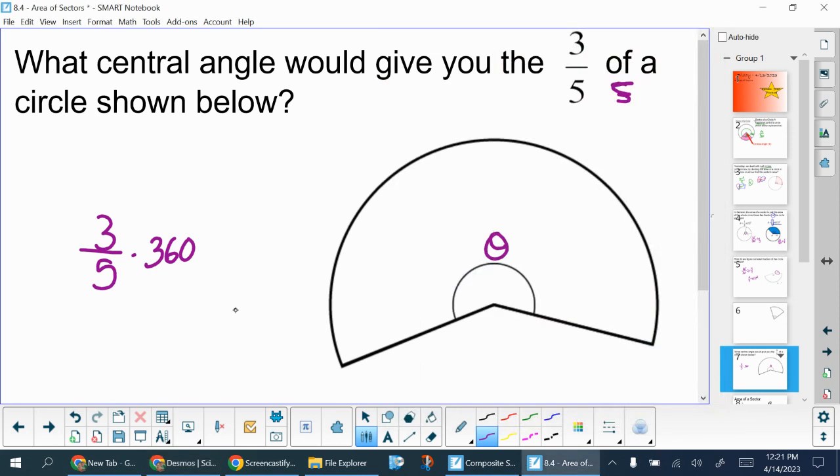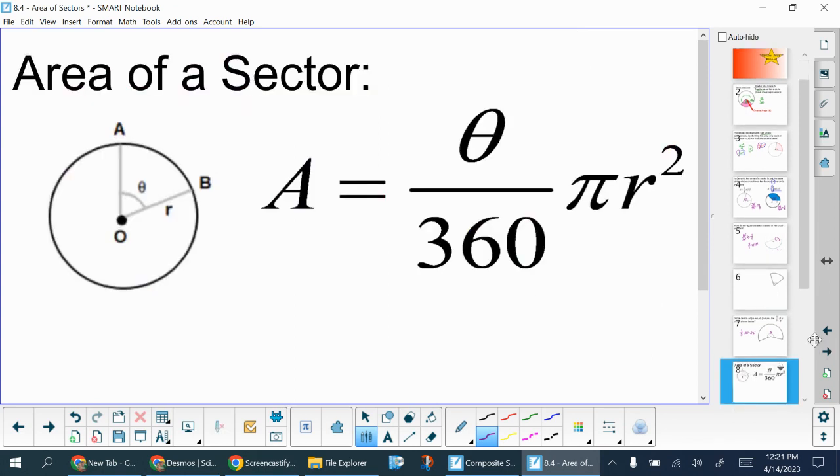So in this case, I'm using that to find my central angle. The whole angle in the middle is 360 degrees, and 3/5 times that angle measure gives me the angle measure I want. But I can also do something very, very similar to find the actual area of a sector. If you were to look up the area formula for a sector, you'd find something like this. But I want to just break down what this area formula is.